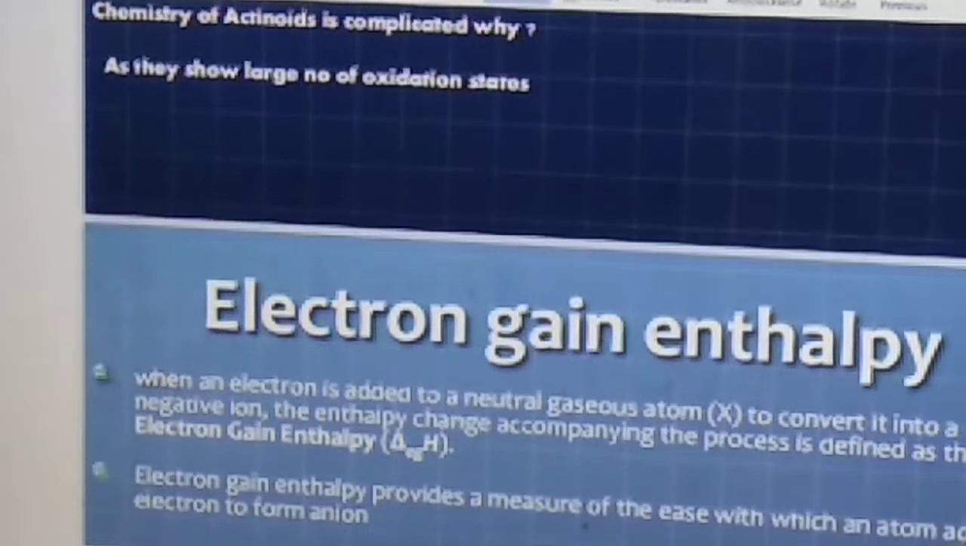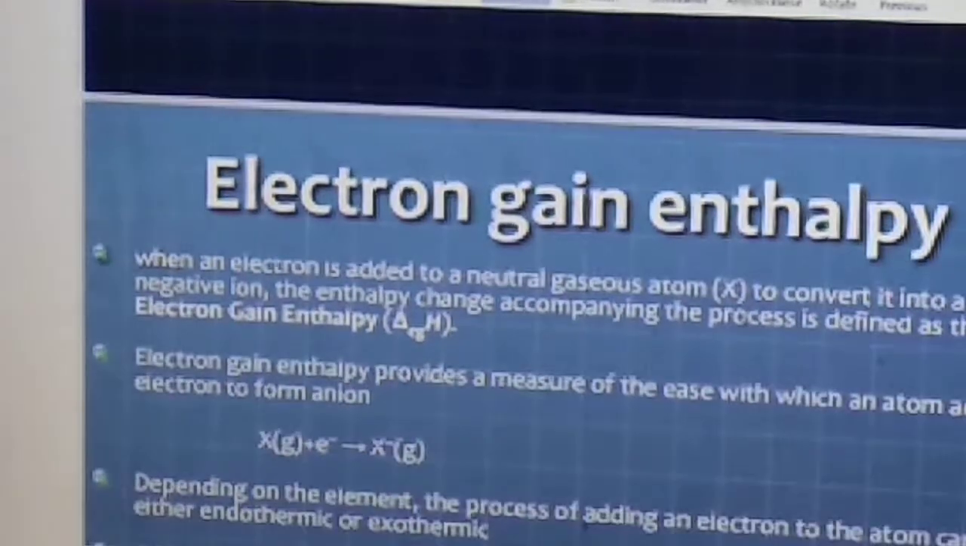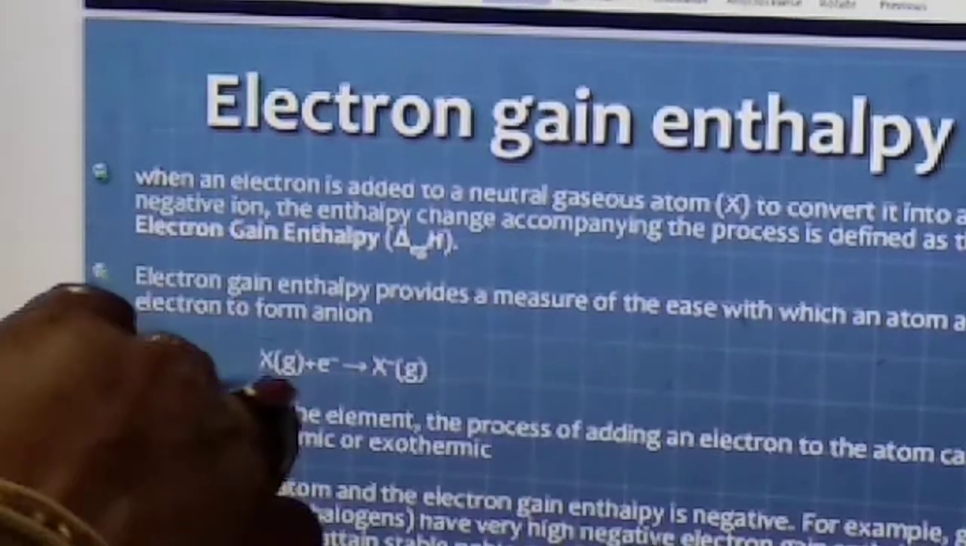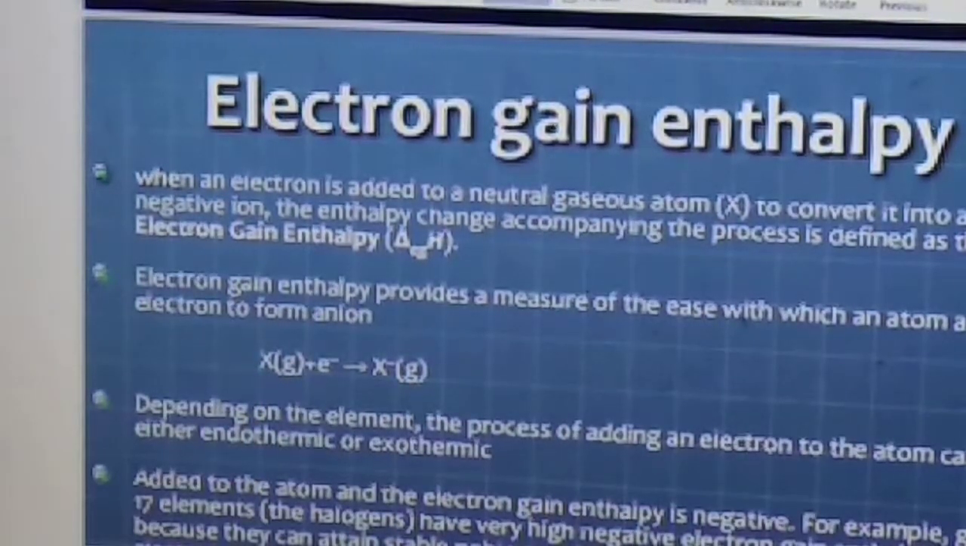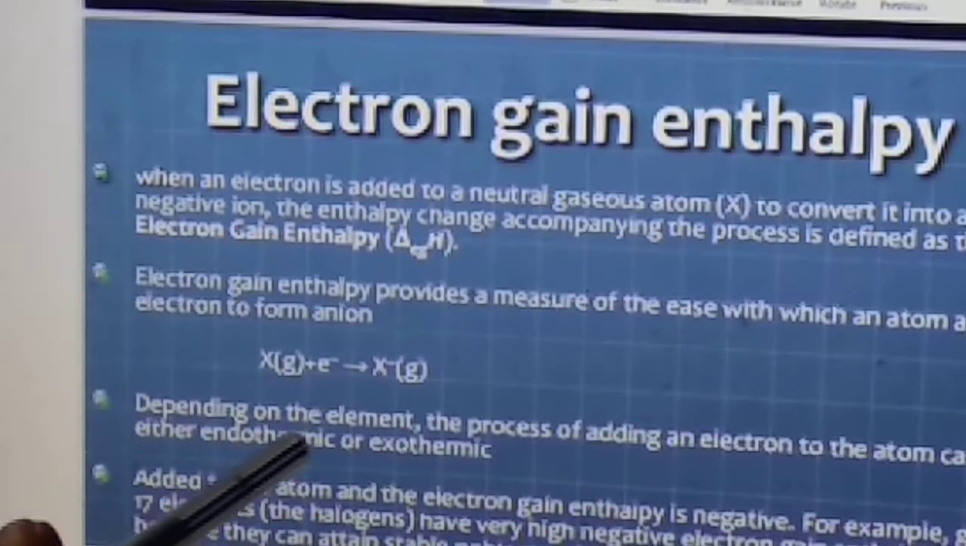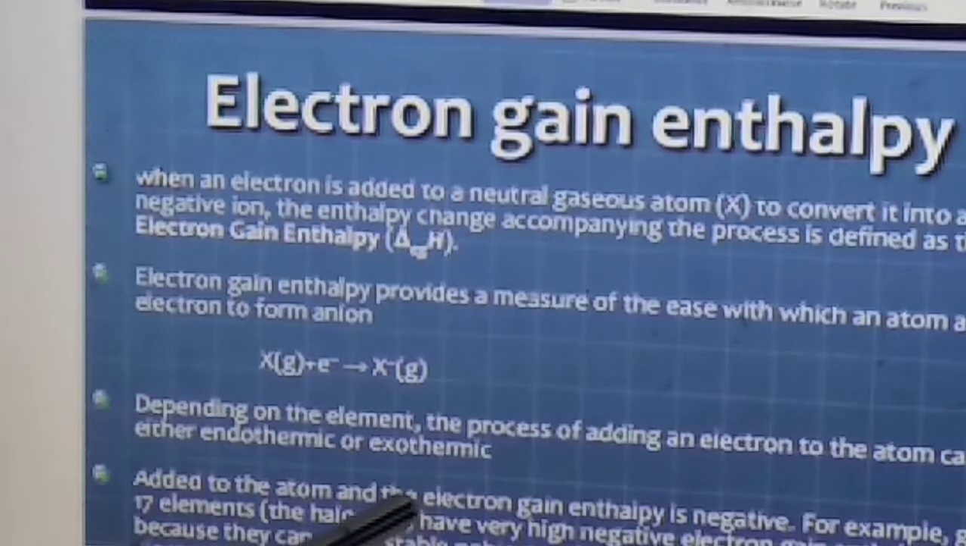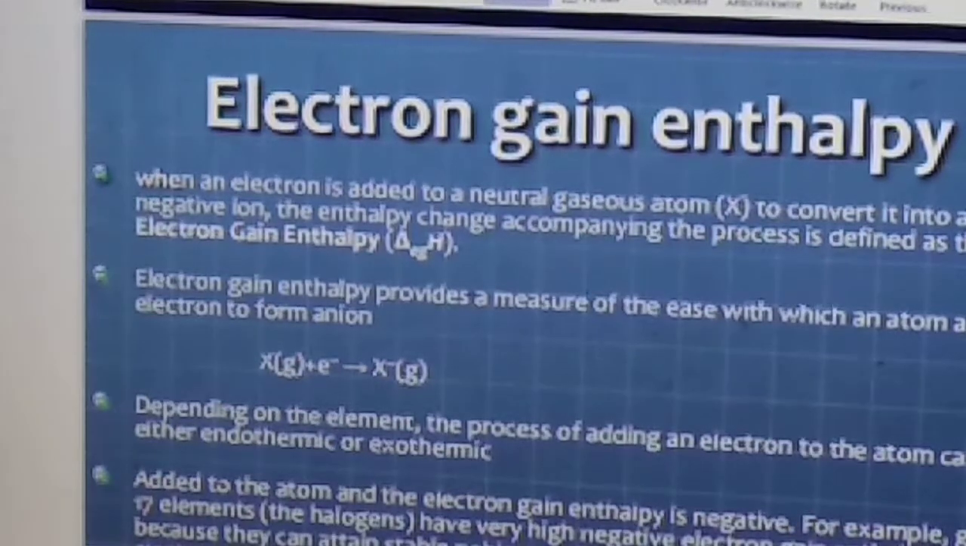I have discussed this already. What is electron gain enthalpy? When isolated gaseous atoms accept electrons, they form anions, and for this energy will be released. Sometimes energy will be needed also. When energy is released and when energy is needed depends upon the electronic configuration of the elements. As for example, the electron gain enthalpy definition you should know.